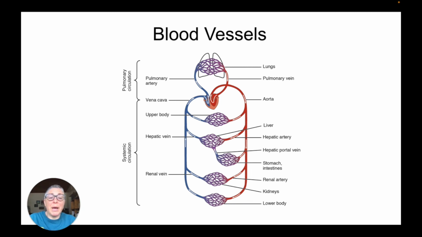Then we've got the hepatic artery to the liver and the hepatic vein out of the liver. We've got the hepatic portal vein coming from the intestinal tract also into the liver. We've got the renal artery going into the kidneys and the renal vein coming out. And then to the lower body, to the legs and the feet, we have the femoral artery and femoral vein. Again, that's not a name you need to know, just for your information. So those are basically the blood vessels. You need to know pulmonary, hepatic, and renal blood vessels.